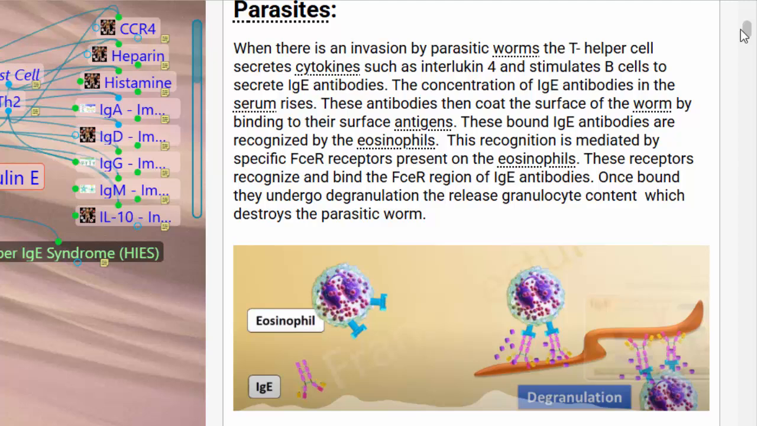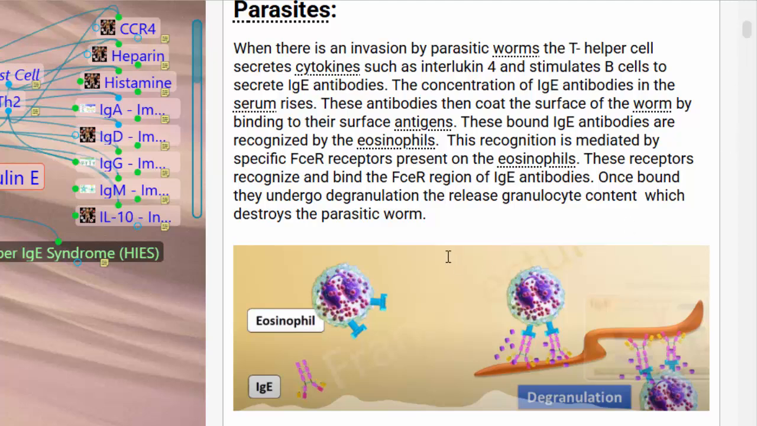I'm just going to call that, I don't know if this is the right pronunciation, FCER, receptor present on the eosinophil. These receptors recognize and bind the FCER region of immunoglobulin E antibodies. Once bound, they undergo degranulation and release the granulocyte content that destroys the worm.